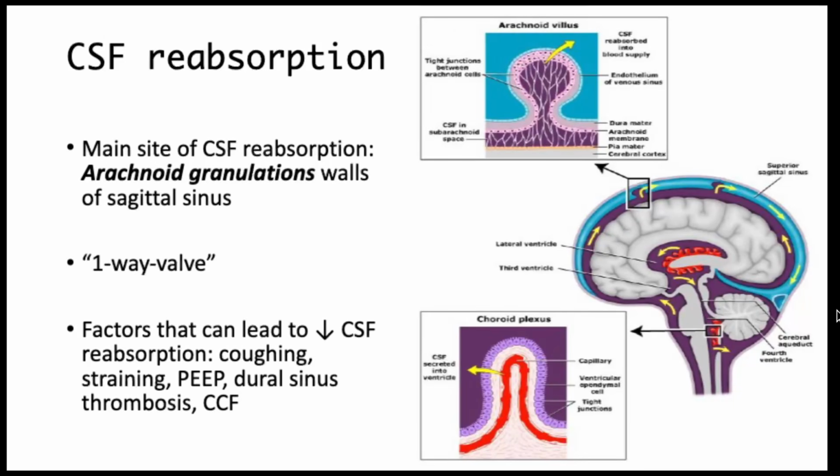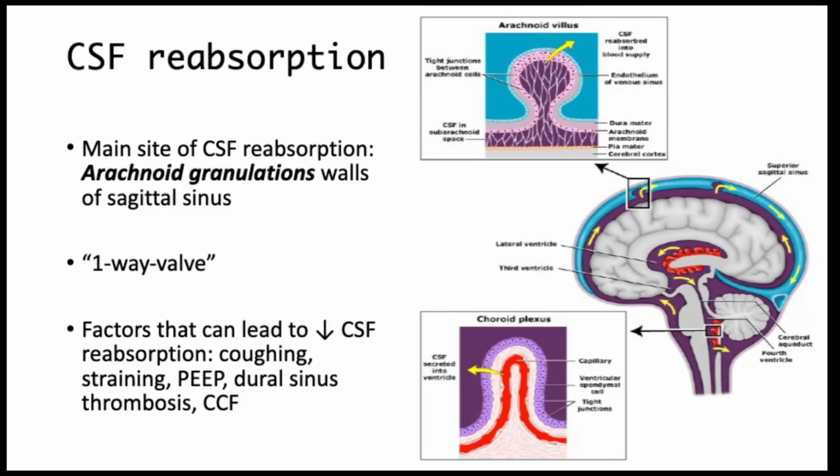How is CSF reabsorbed? Well, remember, guys, the main site of CSF reabsorption is in the arachnoid granulations, which are in the walls of the sagittal sinus. These arachnoid granulations are a one-way valve, and they lead to fluid being drawn from the CSF into the blood.